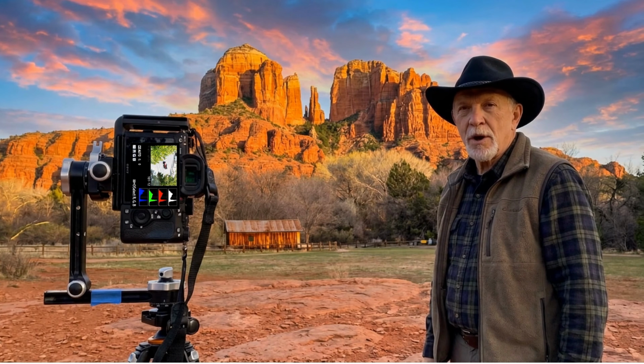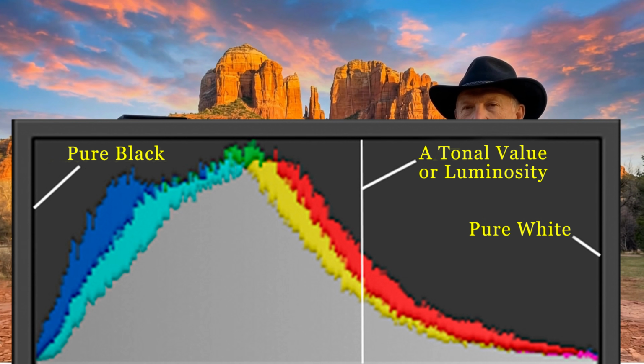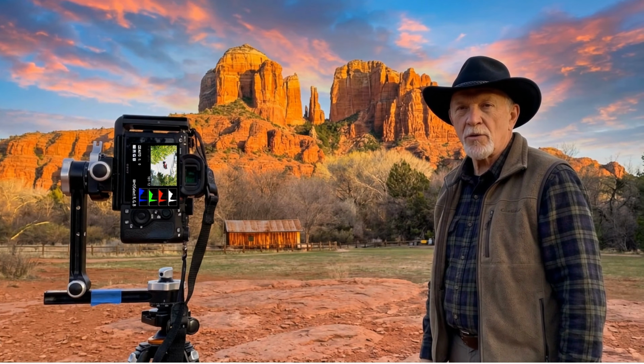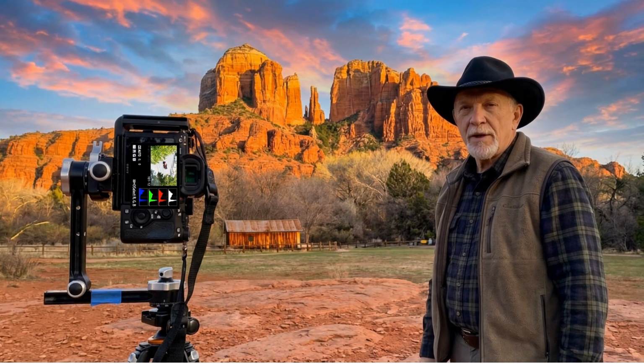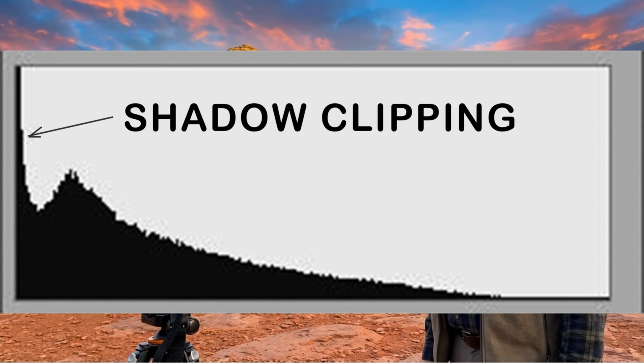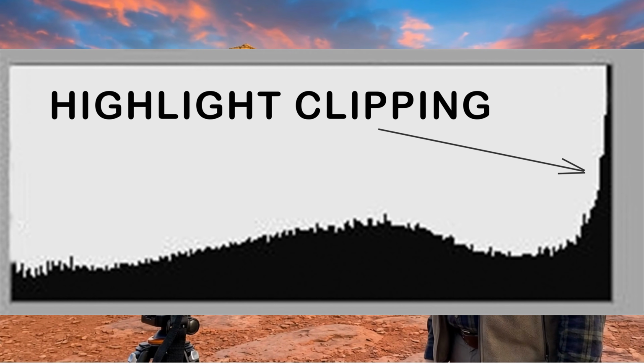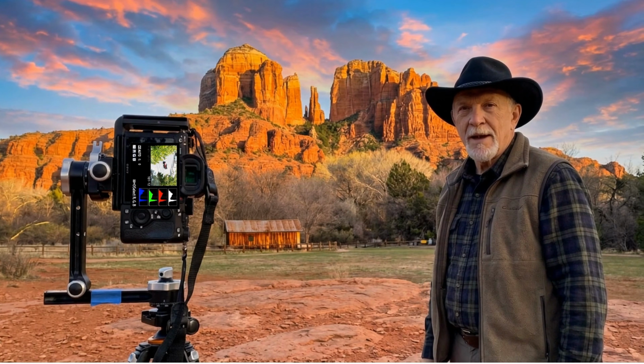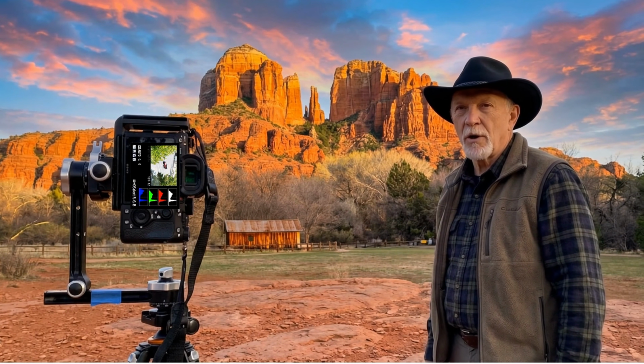This graph is simply a raw data representation of your exposure. The horizontal axis represents brightness. Pure black on the far left, pure white on the far right. The vertical axis shows you the volume of pixels at that brightness level. Here's what a problem looks like. When the data is bunched up and literally cut off against the left wall, your shadows are crushed. When it hits the right wall, your highlights are blown out. The data is gone, and no amount of software can bring it back.